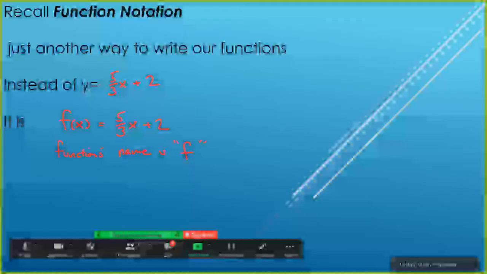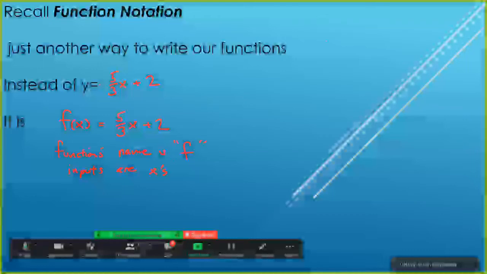And the inputs are all x's. It's very technical. Inputs are x's. It's like we're splitting hairs here. If you're wondering, why do they bother with this? Why do we have to have a new way to write our function? Technically, it's so that we can have many functions at once that all are related, but they'll have different names.